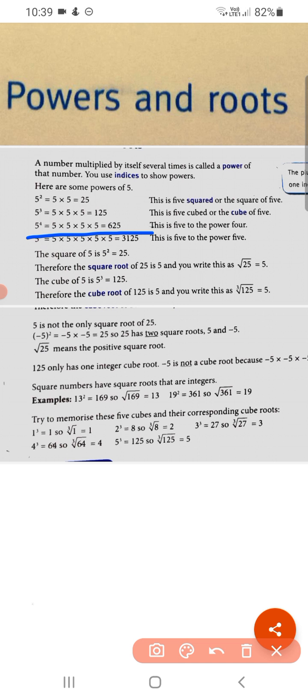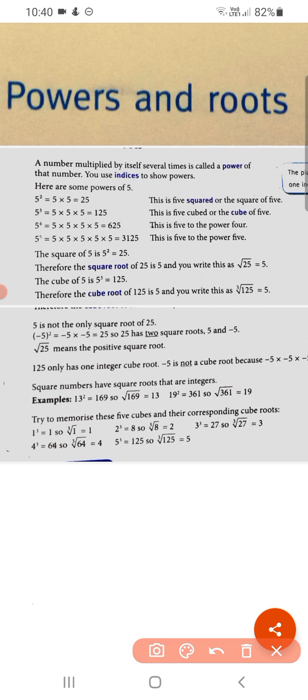Next, 5 to the power 4. That means we are multiplying 5 four times. 5 times 5 times 5 times 5. That is 5 to the power of 4. 4 is the power or index of the number 5.